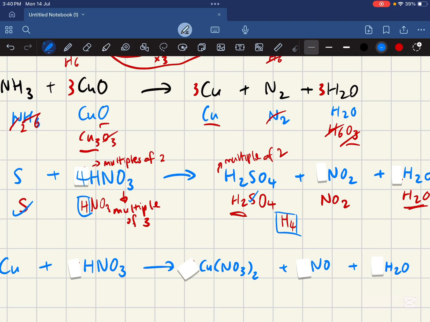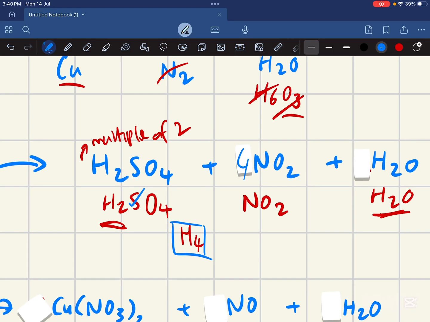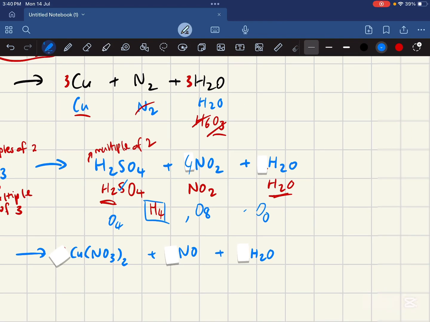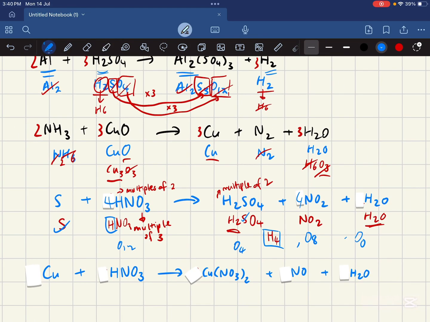Multiply that by 4, N will be 4. Okay. O will be 12. With O4 here, we have O8 here. So here O must be 0. But obviously that is not possible. That's not possible that O is 0. O must be 1. So we can't just multiply it by 4. So that means we have to go to the next one.